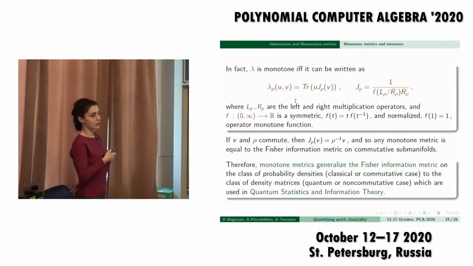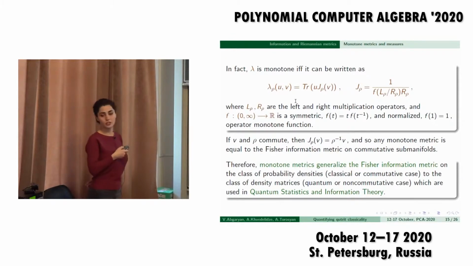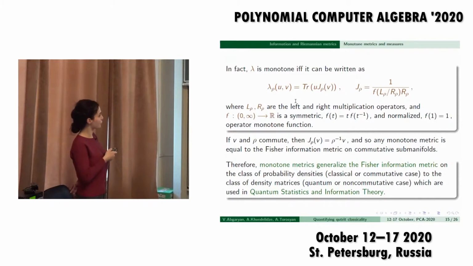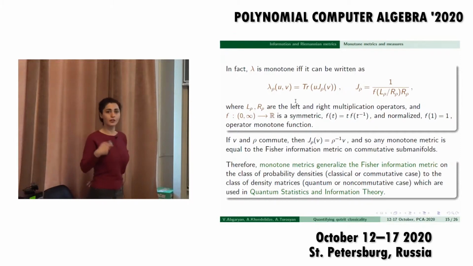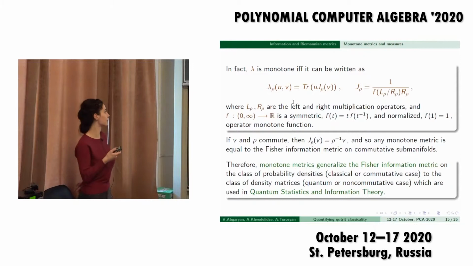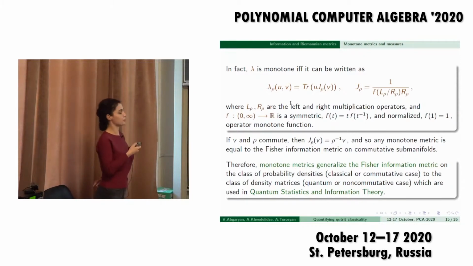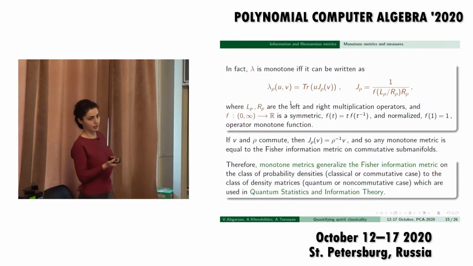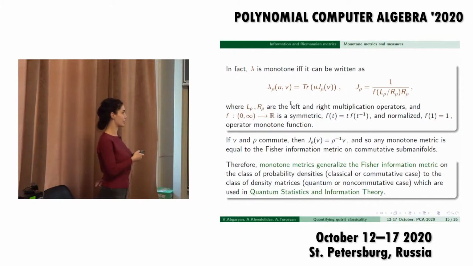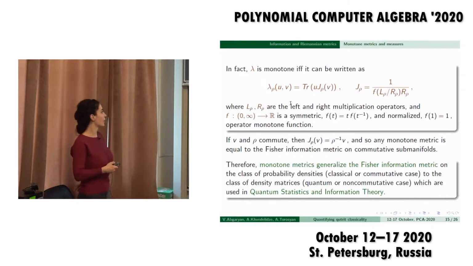In fact, the alpha lambda is monotone if and only if it can be written in this form. So F should be normalized, and it should possess this equality. From here, we can see that monotone metrics generalize the Fisher information metric on the class of probability densities, it's the classical or commutative case, to the class of density matrices. It's the case of quantum or non-commutative case. These metrics, monotone metrics, are mostly used in quantum statistics and information theory.